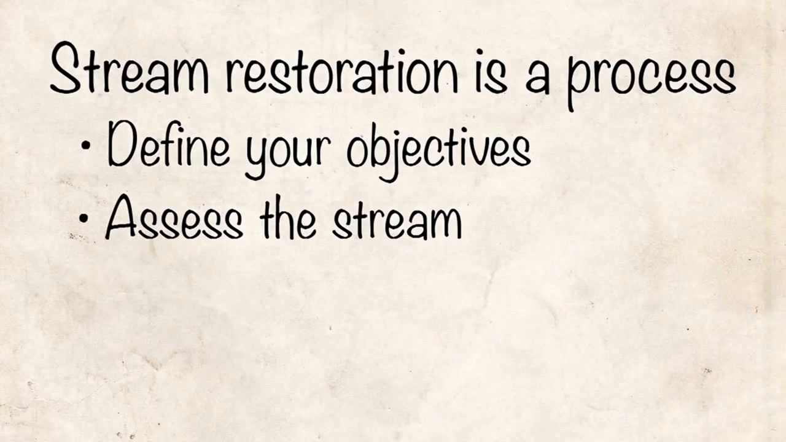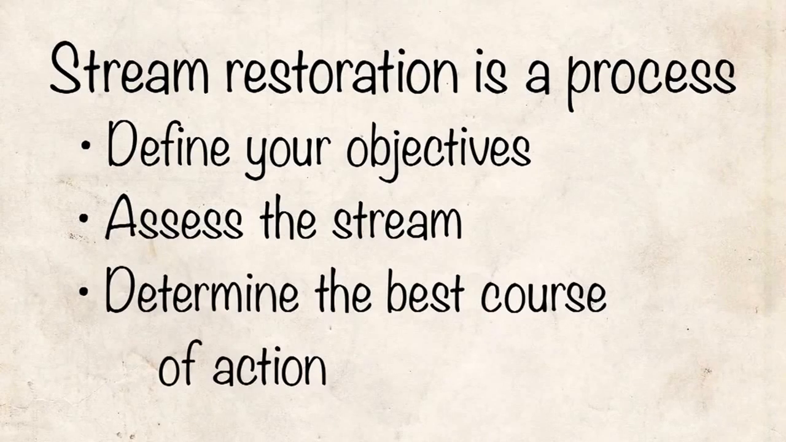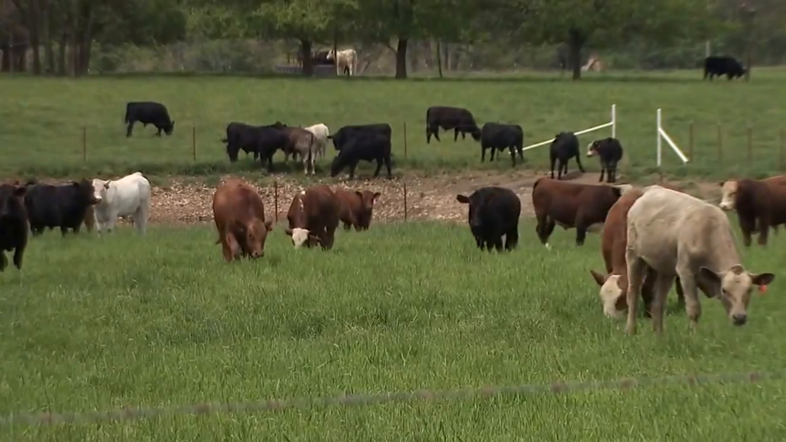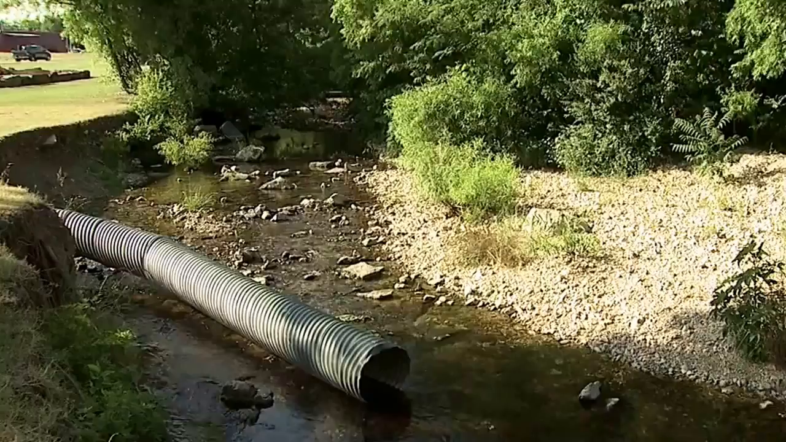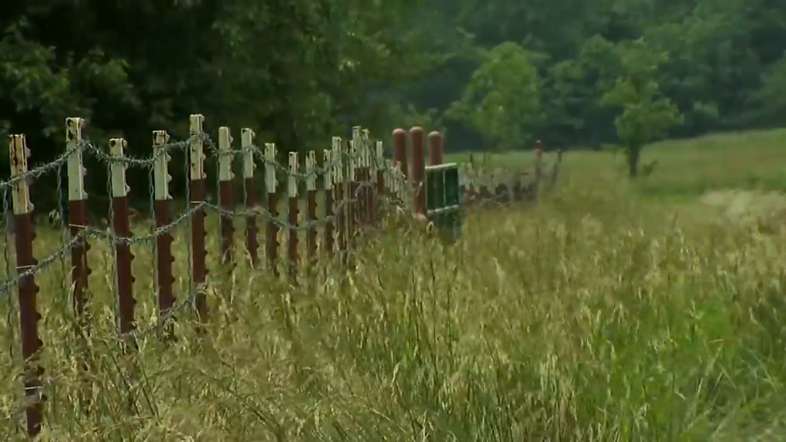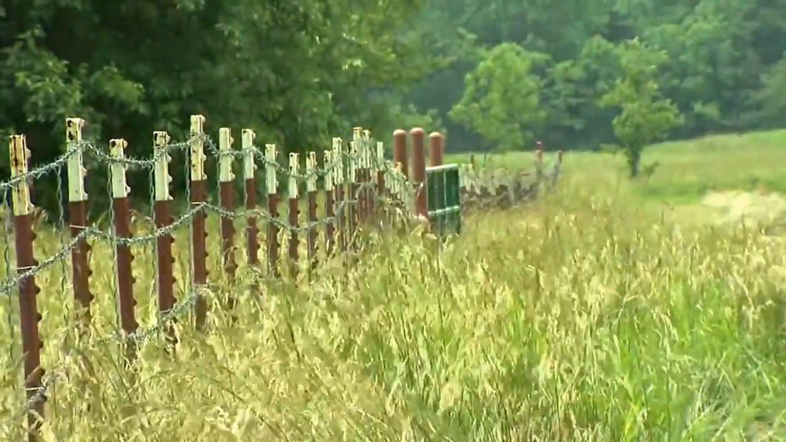Once you've determined your objective and assessed the stream, you have to decide what is your best course of action. In some cases, removing local stressors such as cattle grazing, stormwater pipes, or culverts, and replacing mowed turf grasses with native, deep-rooted plants may sufficiently improve the quality of the stream channel.